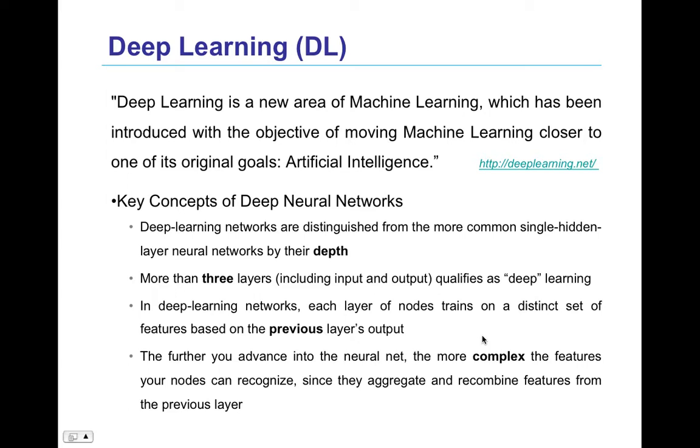There is a site called deeplearning.net that has a lot of interesting things, and they state that deep learning is a new area of machine learning, closer to the original goals of artificial intelligence. A key concept for deep neural networks is depth, the number of layers. Instead of just one hidden layer, as in a normal neural network with an input layer, one layer in the middle, and one output layer, you have more than one hidden layer in the middle.